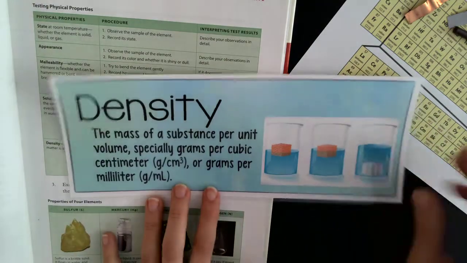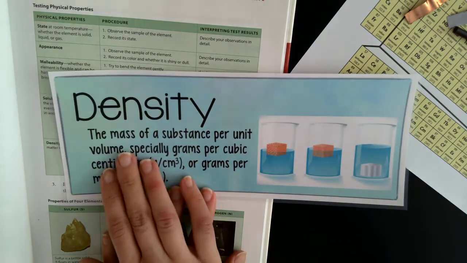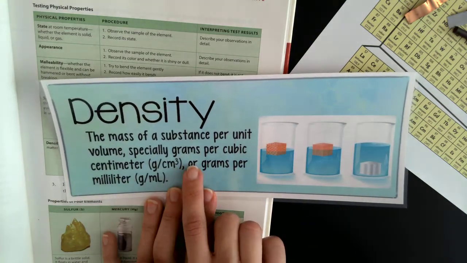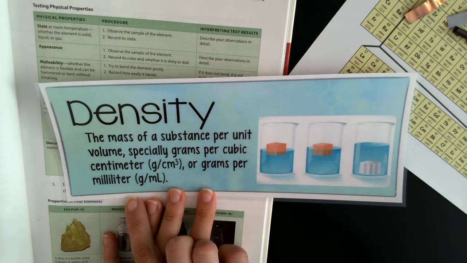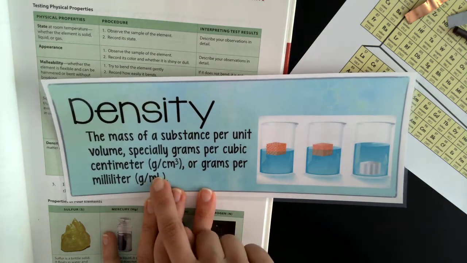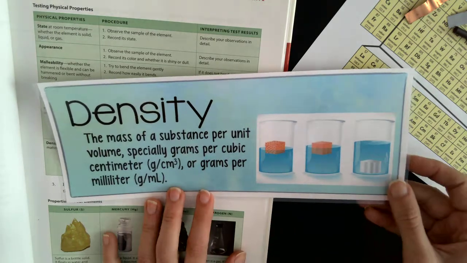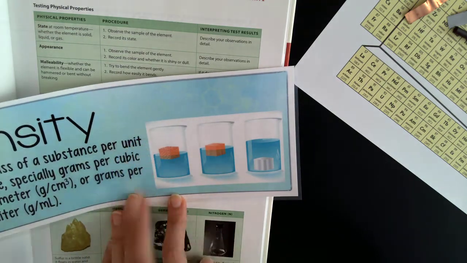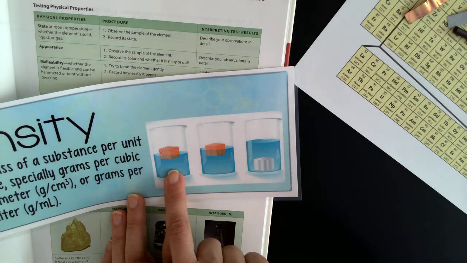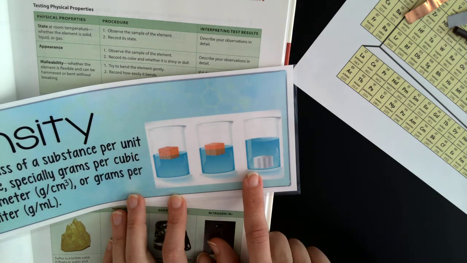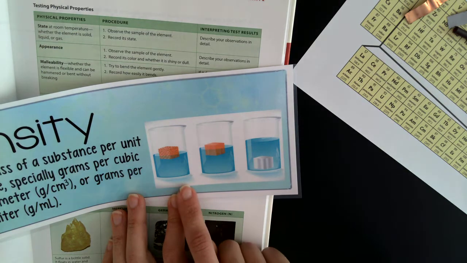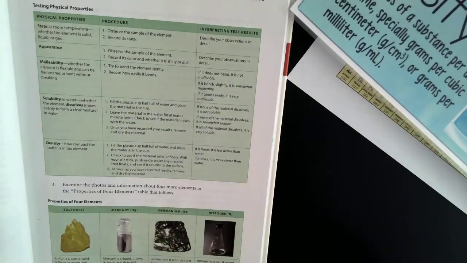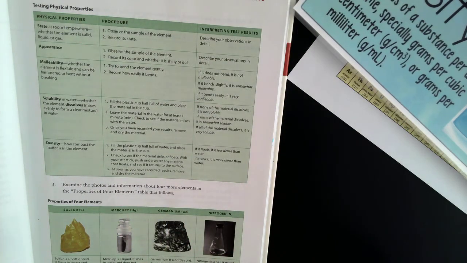And last but not least, density. The density is defined as the mass of a substance per unit volume, especially grams per cubic centimeter or grams per milliliter. So it's pretty much the mass, the amount of matter per volume. In the future, you are going to be dealing more with density, and you are going to be calculating density. For this activity, all that matters is whether the material floats or sinks in water. This will tell us if it's either less dense than water or more dense than water. All right? So as usual, if you have questions, please let me know. And I hope you have fun.